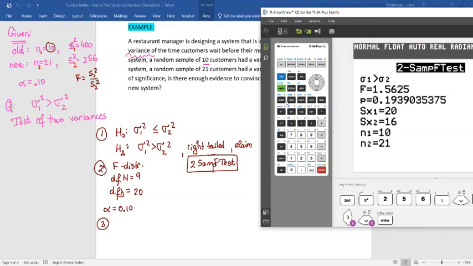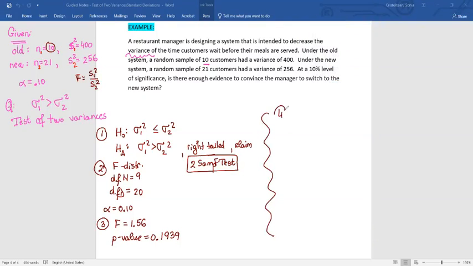So let's write down the findings. Test statistic F is 1.56 and the p-value is 0.1939. With that being said, we are ready to make a decision based on the p-value method. Step 4, 0.1939 is greater than 0.10. So we will fail to reject the null hypothesis.